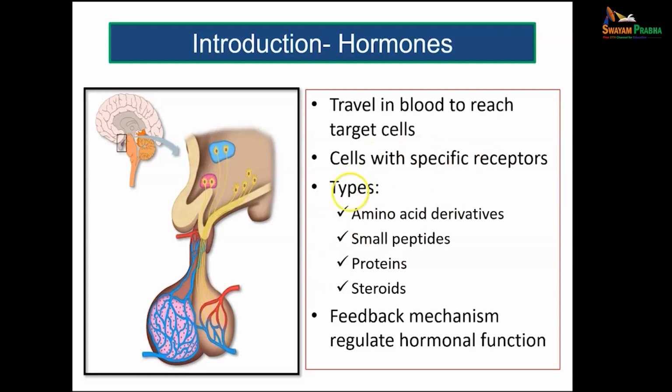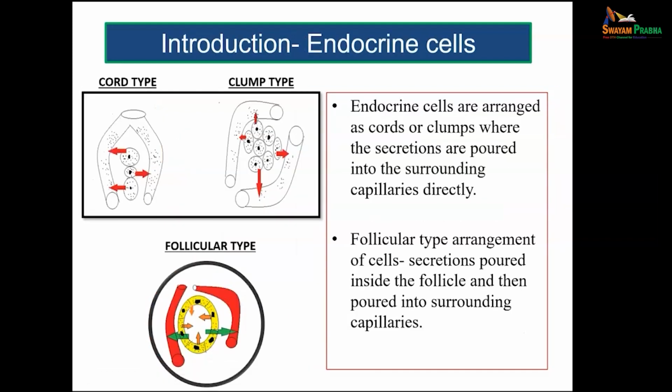Depending on the chemical structure of the hormone, there are different types of hormones. The amino acid derivative hormones, example adrenaline, noradrenaline, thyroxine. The small peptide hormones, example vasopressin, thyroid releasing hormone. The protein hormones, example insulin, parathormone. The steroid hormones, example progesterone, estrogen, testosterone, and cortisol. There is a feedback mechanism to regulate the hormonal function.